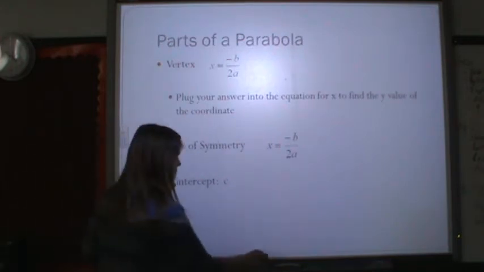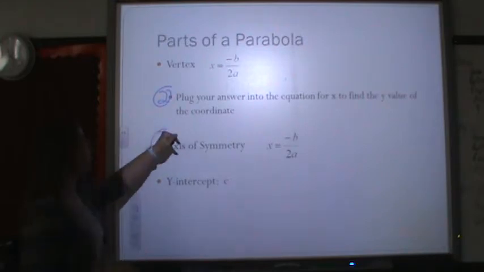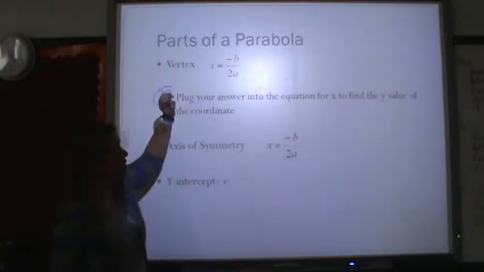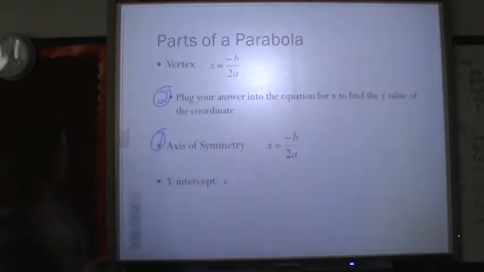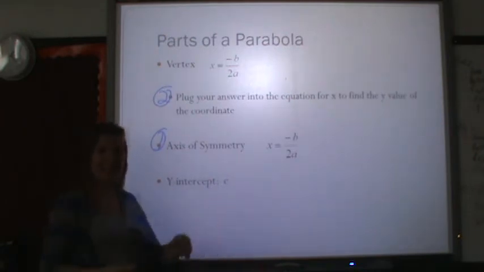Once you do that, you're going to have to take that and plug it into your equation because that's the x value of your vertex. Plug that in for x in the equation, that will find the y value of your vertex. And then another easy point is always your y-intercept, which is going to be c, that number that does not have a variable with it.